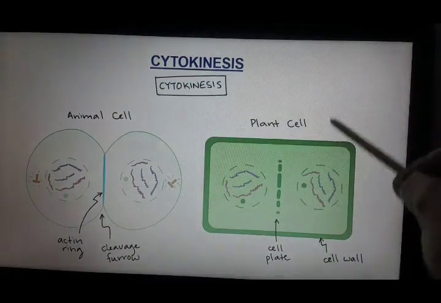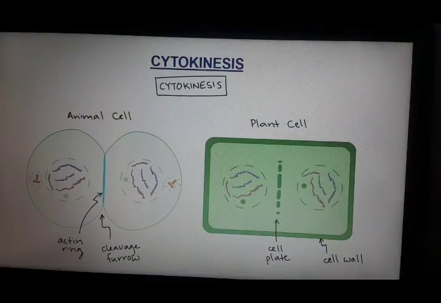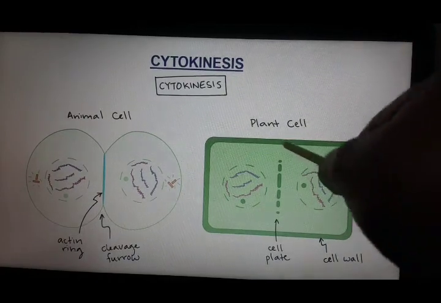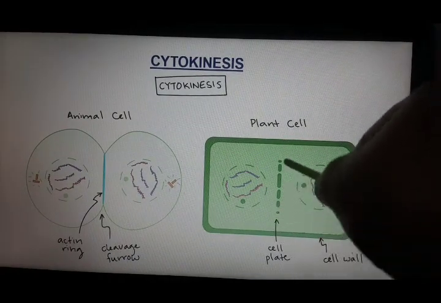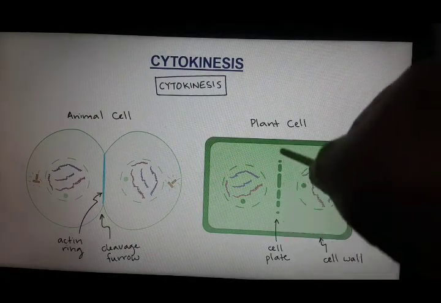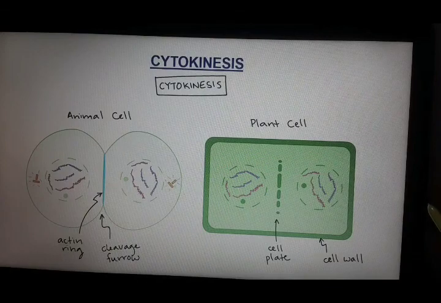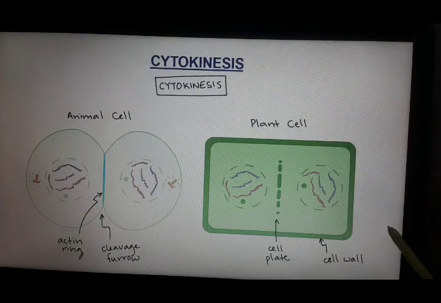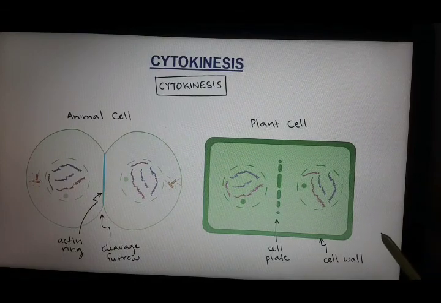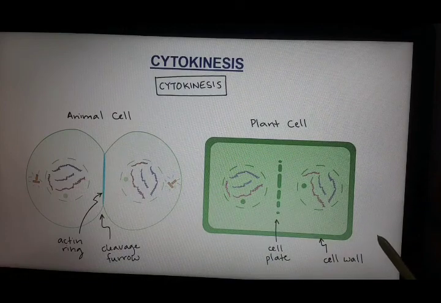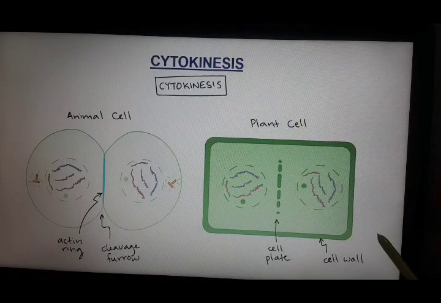But when you talk about the plant cell, in the plant cell there is no furrow formation. A cell plate is straightaway laid down at the center, and along this cell plate the whole cell divides. So you must understand this, that in plant cells there is no furrow formation. A cell plate is laid down in the center, and this cell plate allows the division of the plant cell into two.